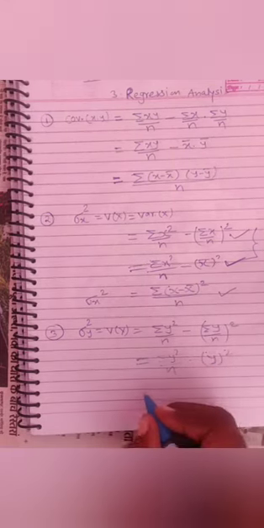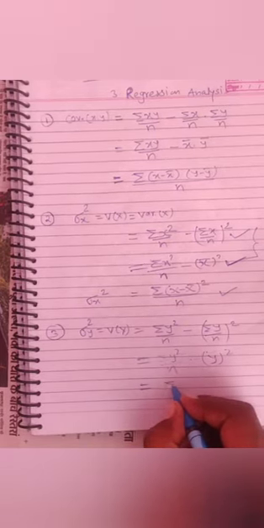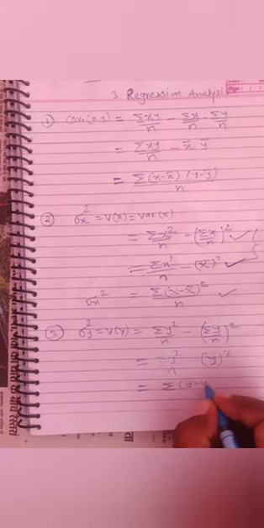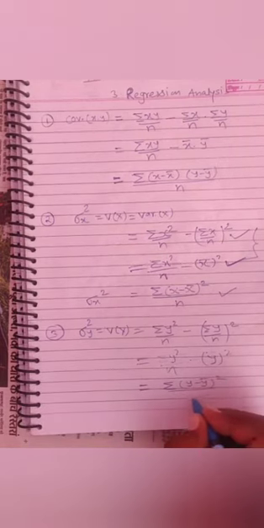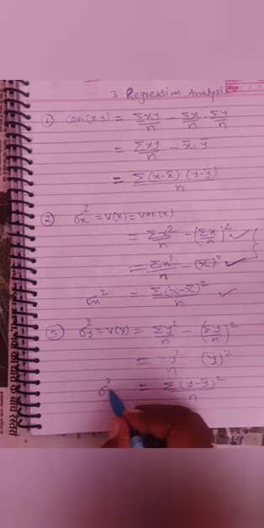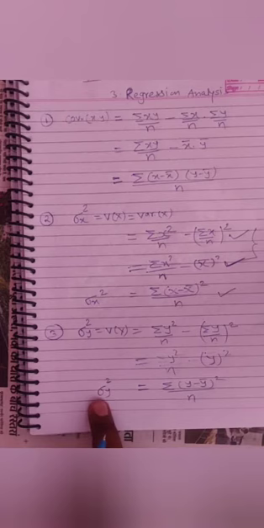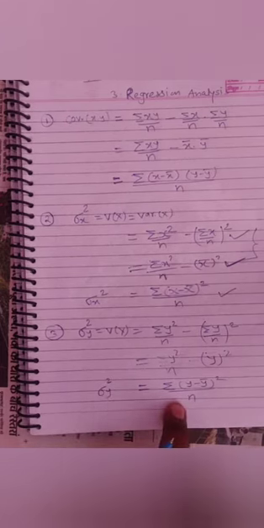Now next is in terms of mean deviation. This formula is given by summation of (y minus y bar) the whole square upon n. This is the formula for calculating variance of y. If you take the positive square root of this variance, then you will get what?